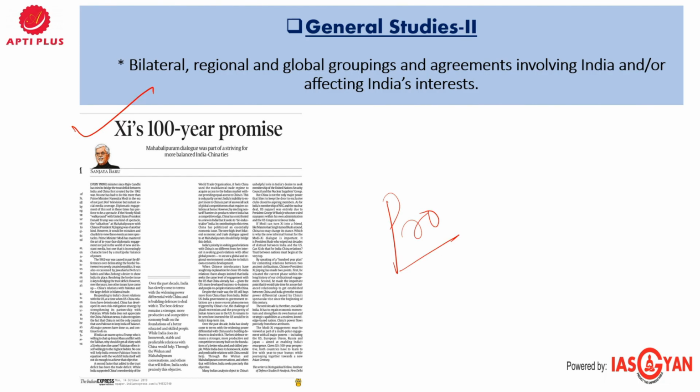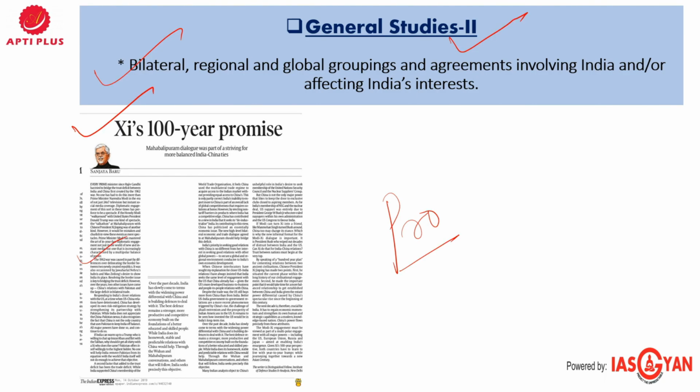और अगर बात करूँ जनरल स्टडीज के लिए, तो this can be helpful for your General Studies Paper 2, where bilateral, regional grouping, and agreements involving India and affecting India's interest are concerned. So it can be helpful for these topics. Okay, and this is by Sanjay Baru. थोड़ा philosophical है. What you can do, you can read this, and again the same important points, because he had given a historical perspective.